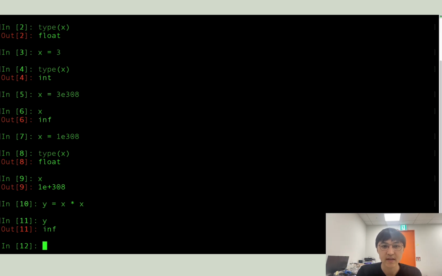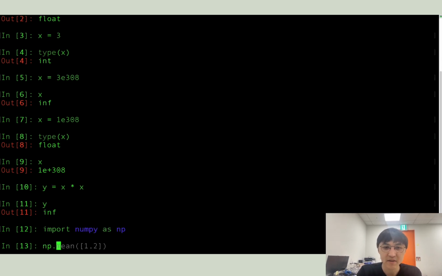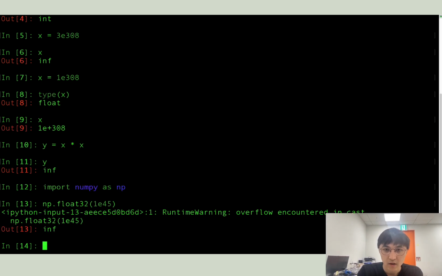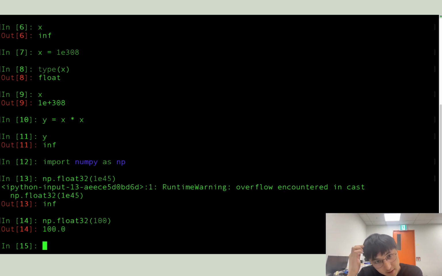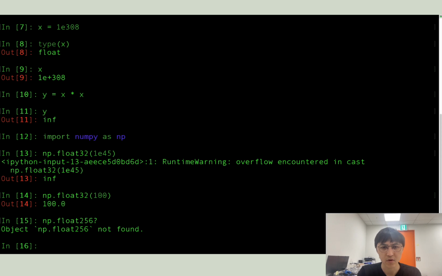And this is about Python standard data types. In Python we also have NumPy. In NumPy we have np.float32, and for example, I can put some number like 1e45. It says it's overflow. If I put 100, it gives me 100. float32 means a specific data type that has a specific range from minus something to plus something. And we have np.float64.